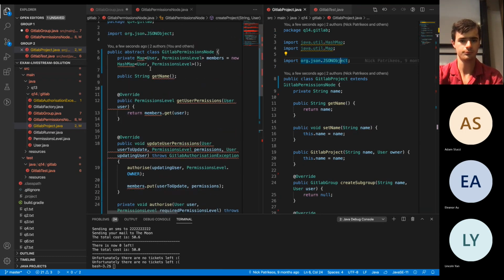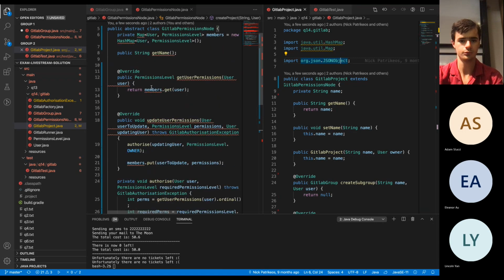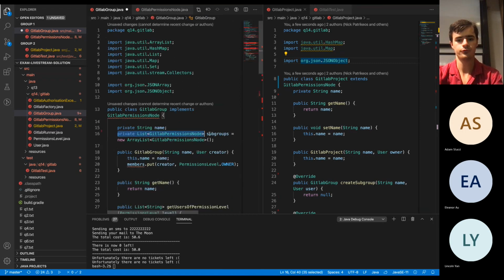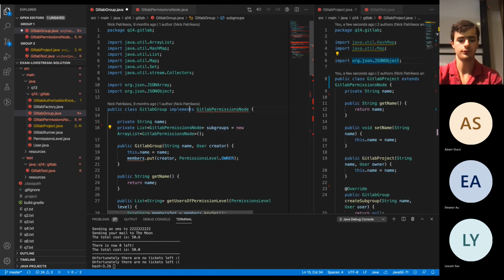We've still got this members map in the permissions node, which is giving us a bunch of problems. That's a bit strange. We need to get rid of members from here. Now, subgroups, a project has no subgroups, so that is specific to what it means to be a GitLab group, so we're going to keep that there. This is going to extend permissions node. And then we're going to move this. Also the name, we can move that up as well.